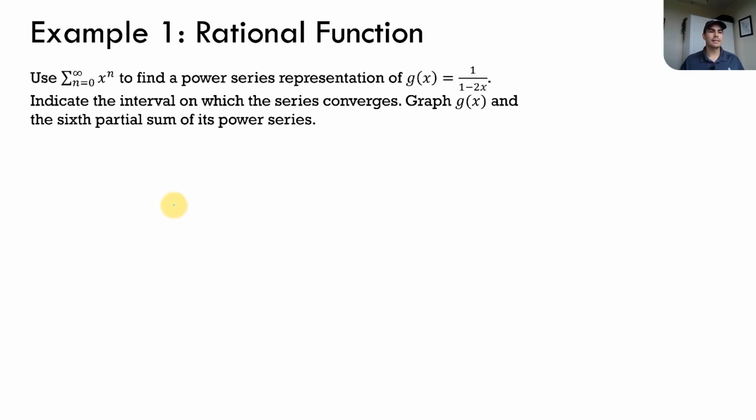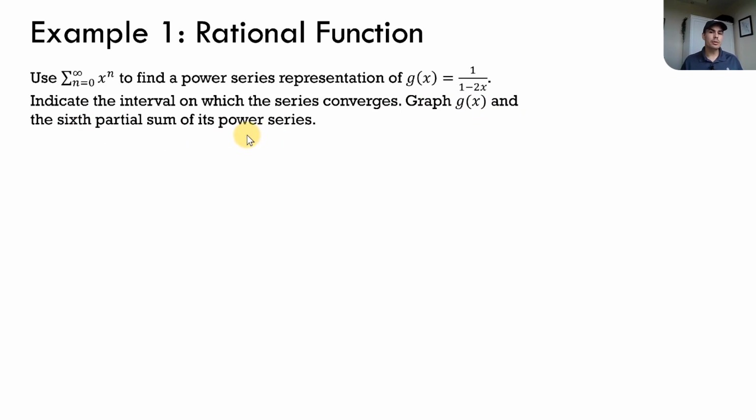All right, getting into our examples here, we're going to use our power series to find a power series representation of g of x, which is equal to 1 over 1 minus 2x, and indicate the interval on which the series converges. Then we want to graph g of x and the 6th partial sum of its power series.